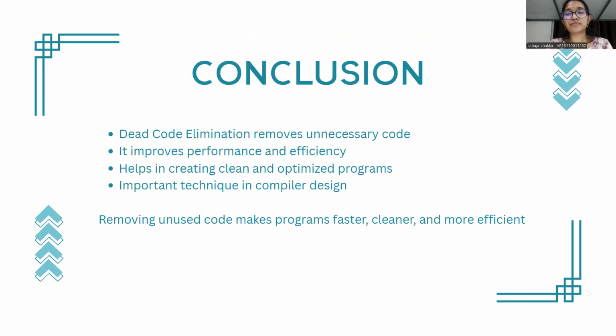Conclusion. In conclusion, dead code elimination removes unnecessary code from programs. It improves performance, efficiency, and readability. It ensures that programs run faster and use fewer resources. It is an essential technique in modern compiler design. Removing unused code makes programs faster, cleaner, and more efficient.